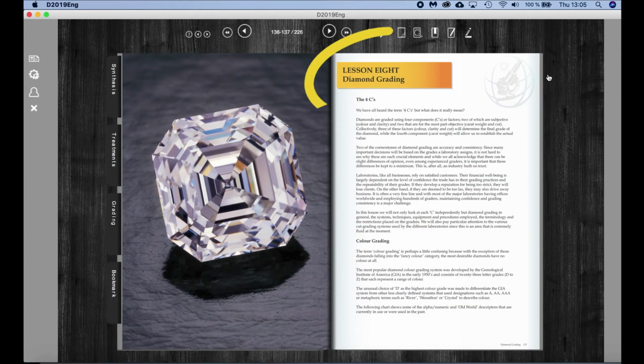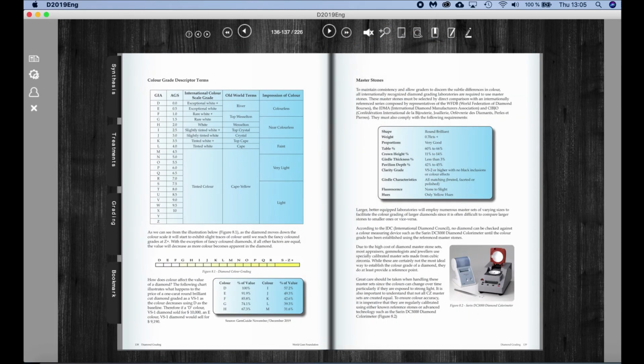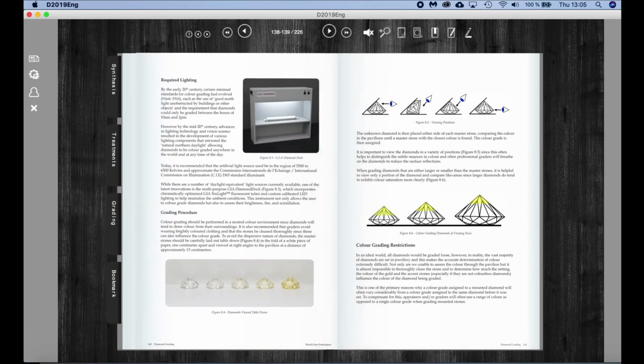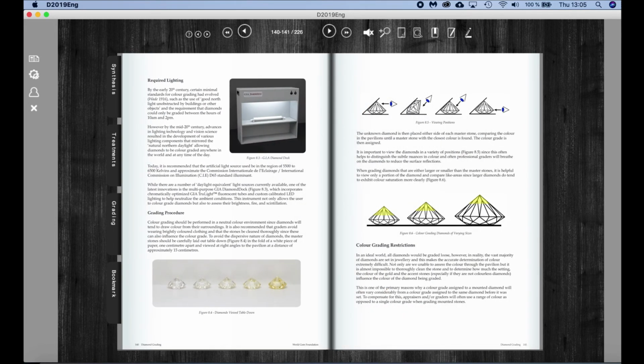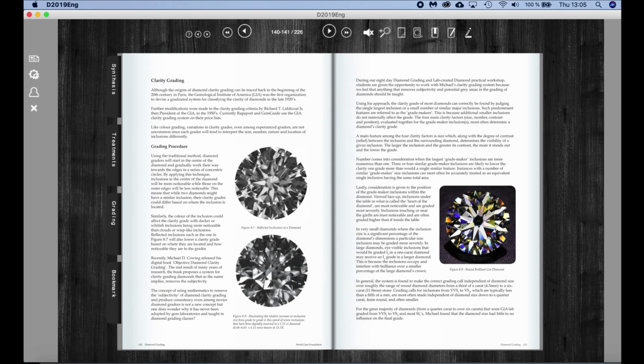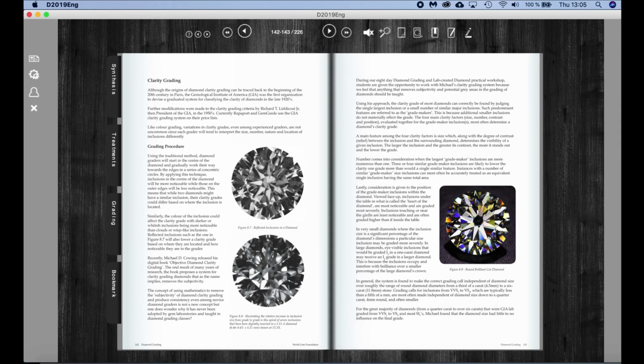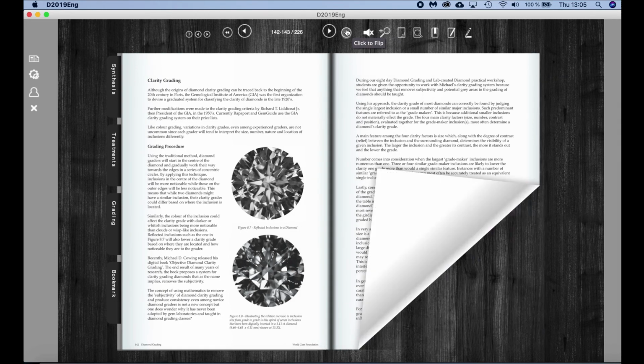In Lesson 8, we explore the different grading systems that are used to grade diamonds, to assess the 4 C's, including color, clarity, cut, and carat weight. We also look at an important development in clarity grading, which is objective diamond clarity grading by Michael Cowick.